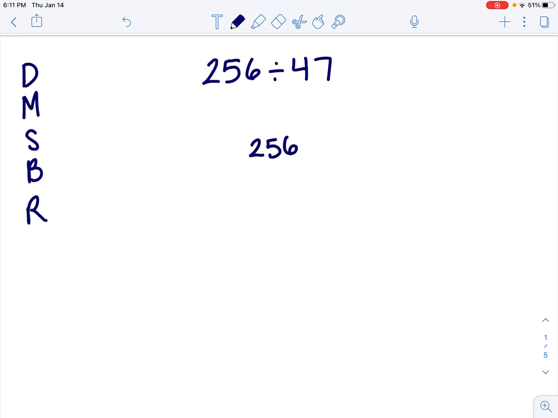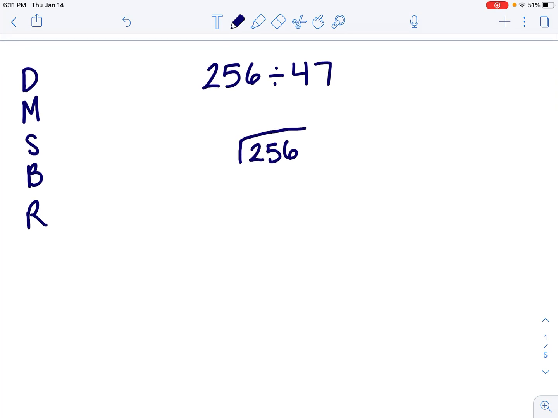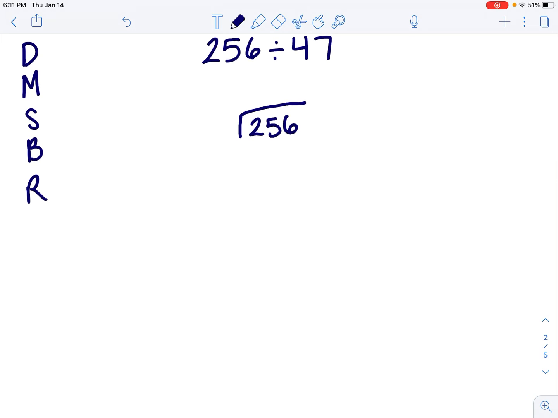256 comes first. That's our dividend. It goes inside the den. 47 is our divisor. It's our divided by number, and it is found right outside the door of the den.